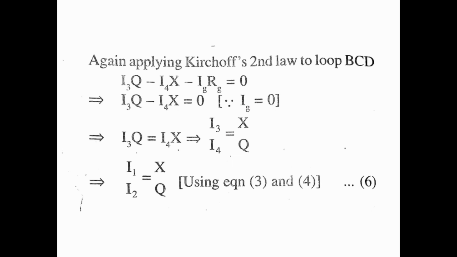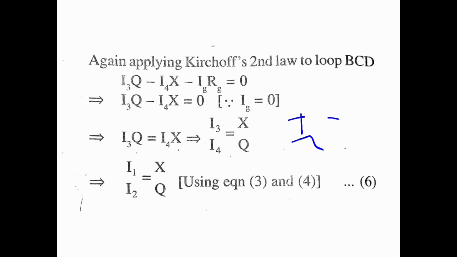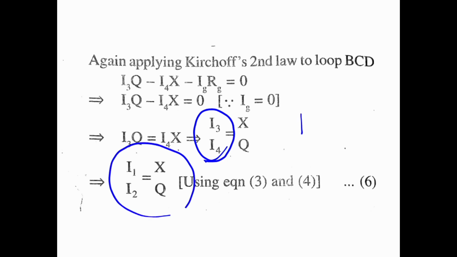So as we know, I1 is equal to I3, I2 is equal to I4. From which equation are we getting this? We get this from equation 3 and 4. So applying equations 3 and 4, we get I1 by I2 is equal to X by Q. This is equation 6.